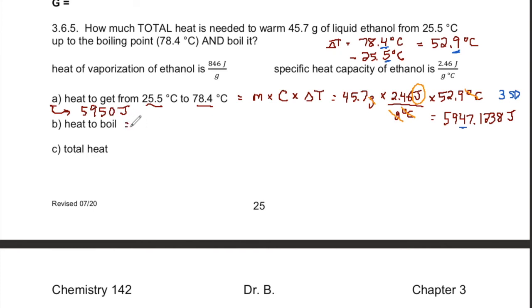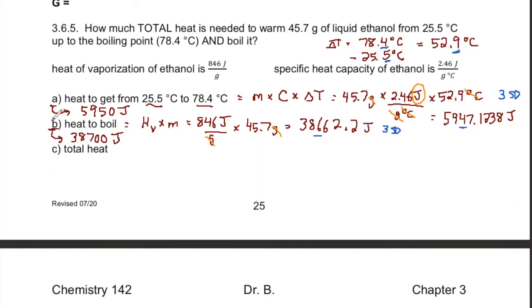To boil something, it is the heat of vaporization times the mass. So we have 846 joules per gram of ethanol when we are boiling it. Right now we're working with 45.7 grams of ethanol. The grams will cancel. My calculator gives me 38,662.2 joules. Again, we have three significant digits because of the measurements, so that would get rounded there. And so step 2, boiling it, takes 38,700 joules.